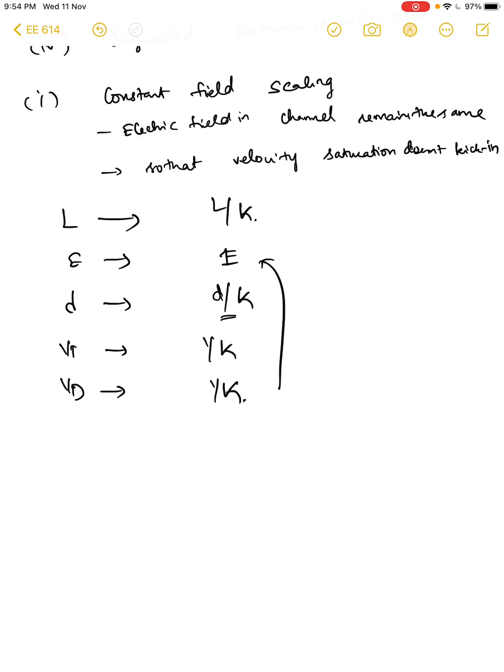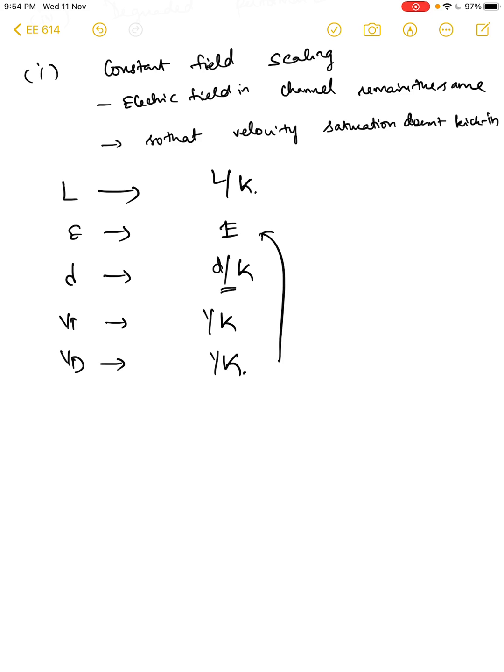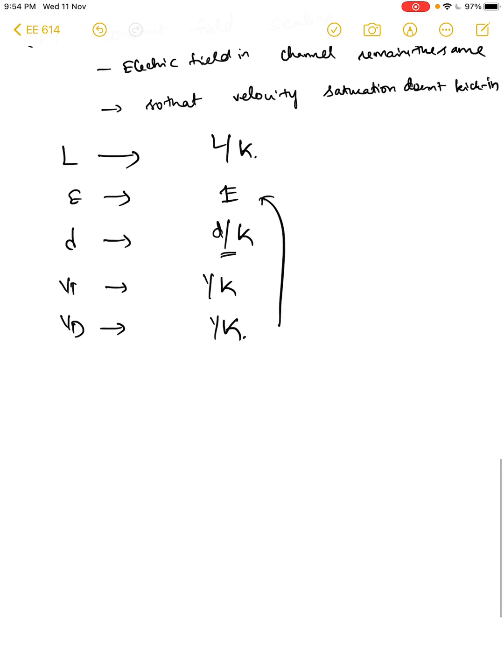Because if the length is reduced, you reduce the drain voltage also by 1 by kappa, so that the electric field, which is the drain to source voltage divided by the length of the channel, also remains the same. Right? Now, because the threshold has to be reduced by 1 by kappa, as the length was reduced by 1 by kappa, you change the doping concentration by kappa.